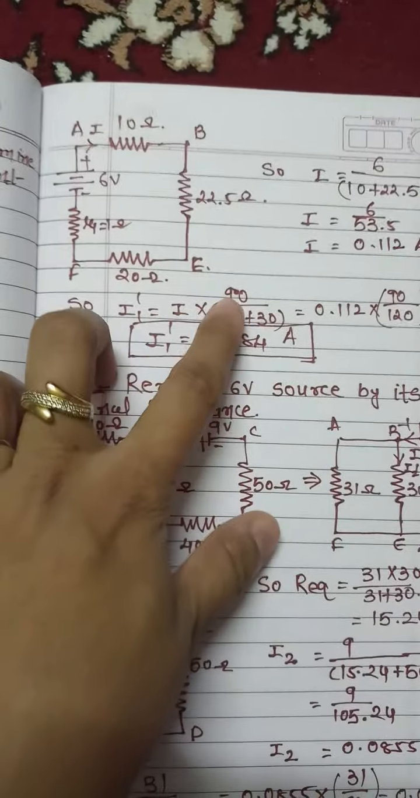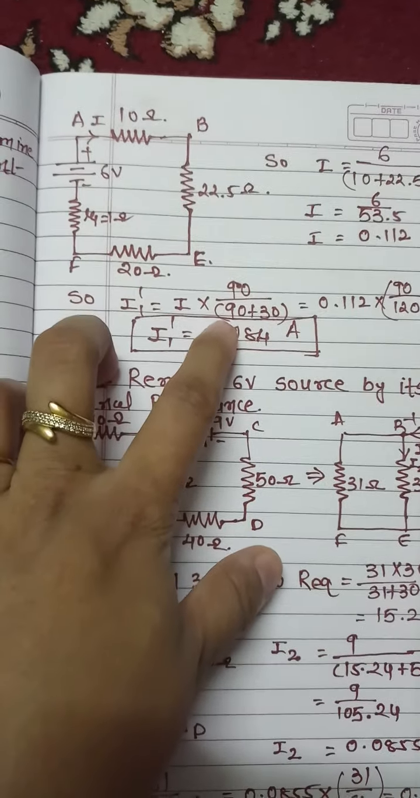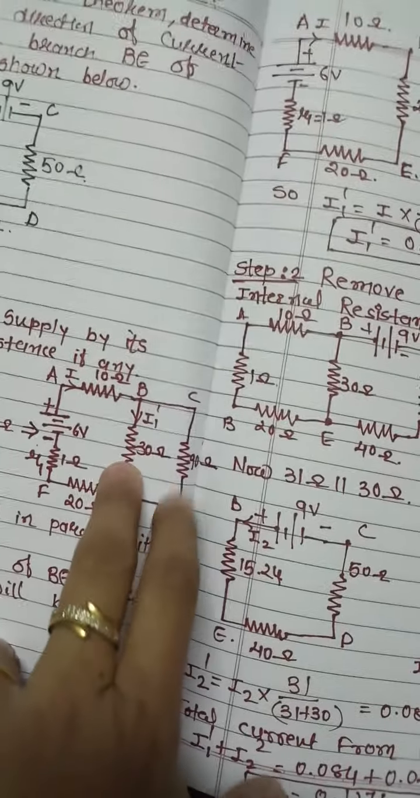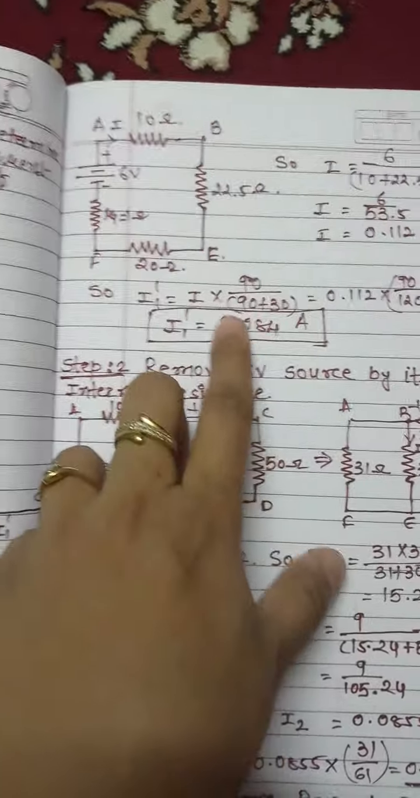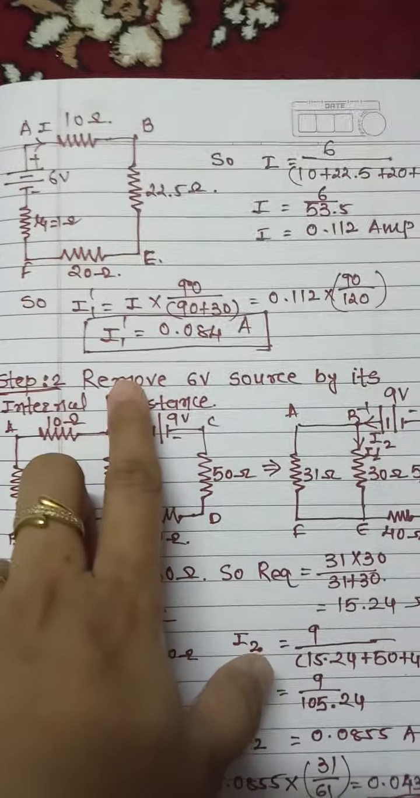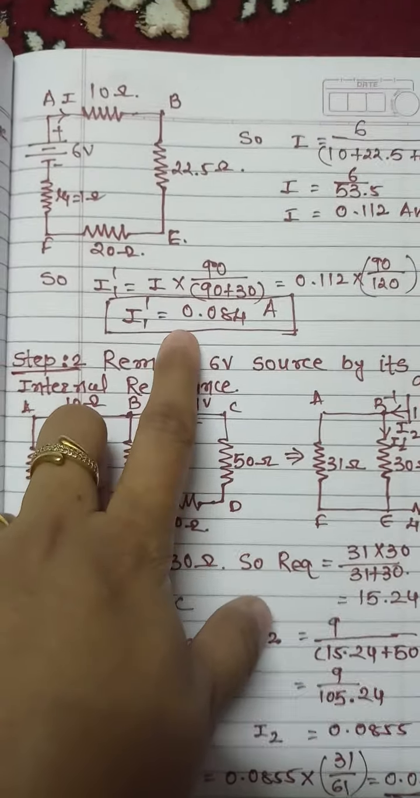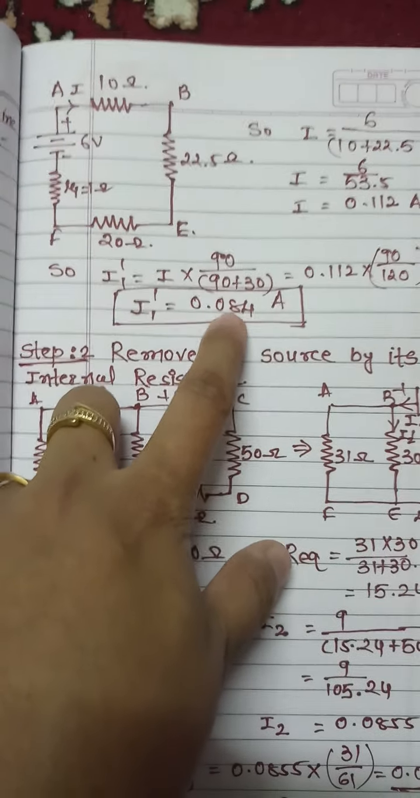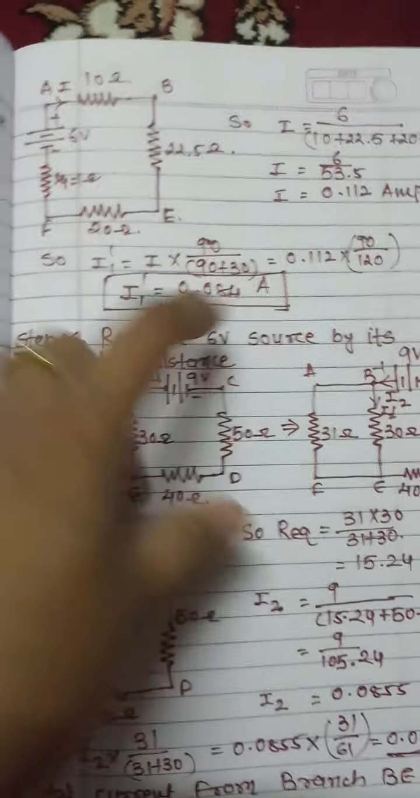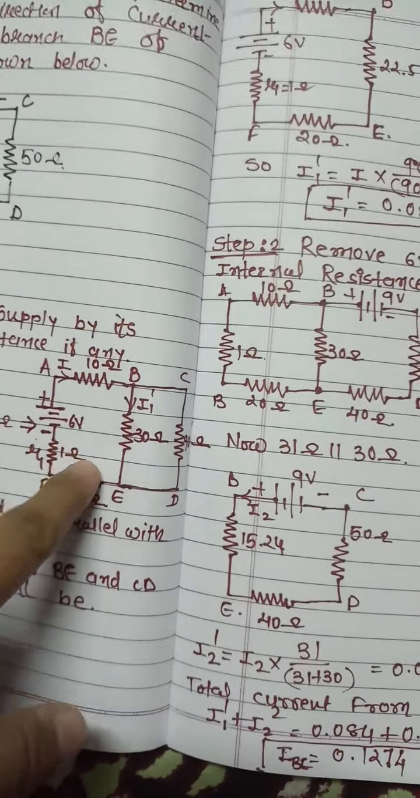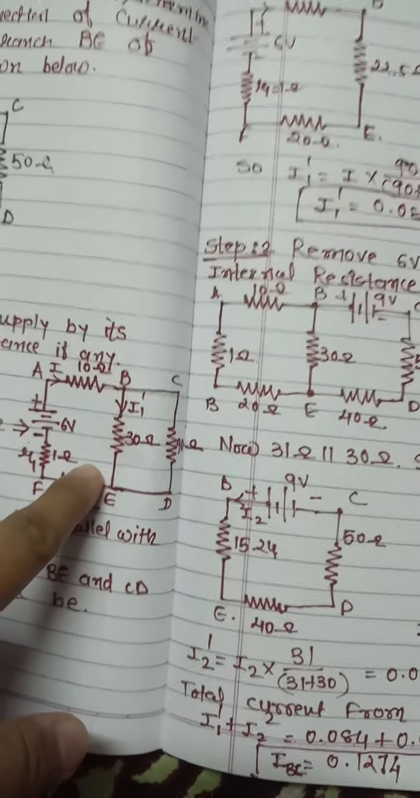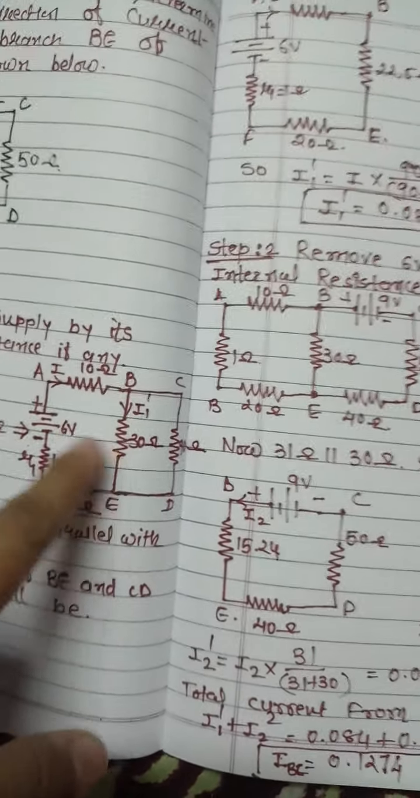So the resistance of the opposite branch is 90, divided by the resistance of both branches, 30 plus 90, that is 120 ohm. So finally you will get I1 dash equal to 0.084 ampere. That is the current passing through the 30 ohm resistance, or through the BE branch, due to the 6 volt source.